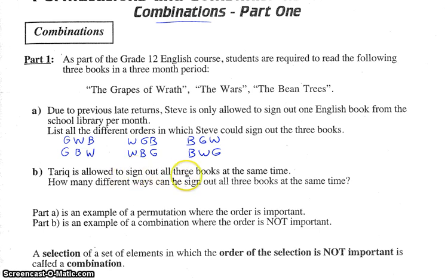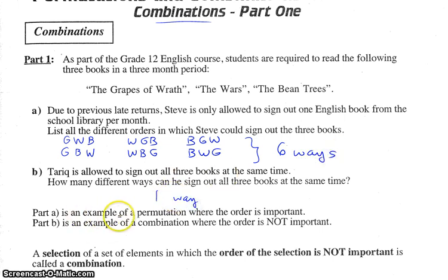Tariq is allowed to sign out all 3 books at the same time. How many different ways can he sign out all 3 books at the same time? Really, he's signing out all of them at once. There's only one way to do that, right? He just signs them all out. So for Steve, there's 6 ways, and for Tariq, there's 1 way.